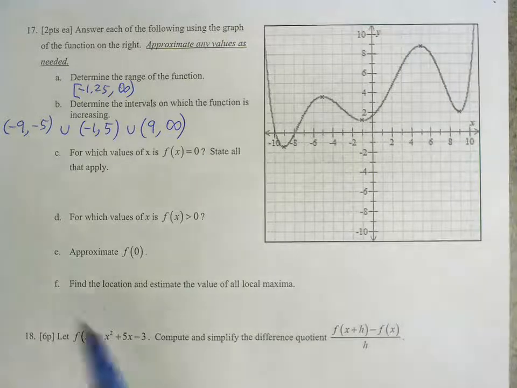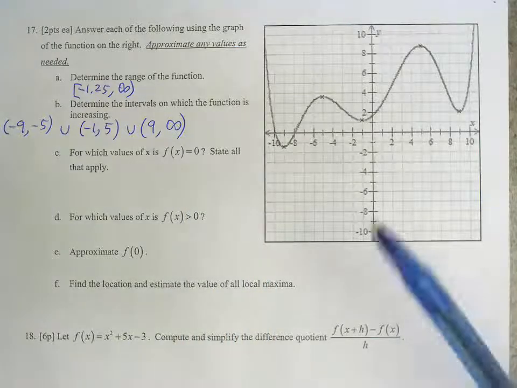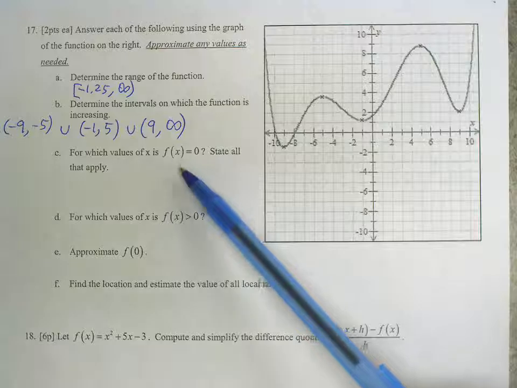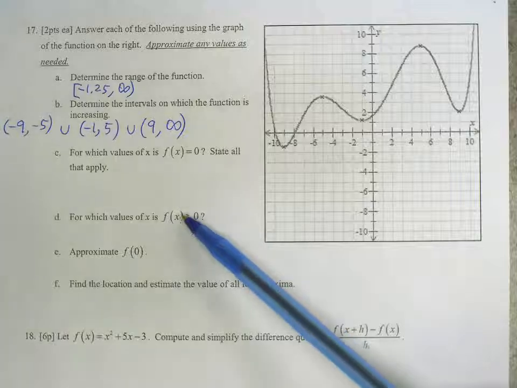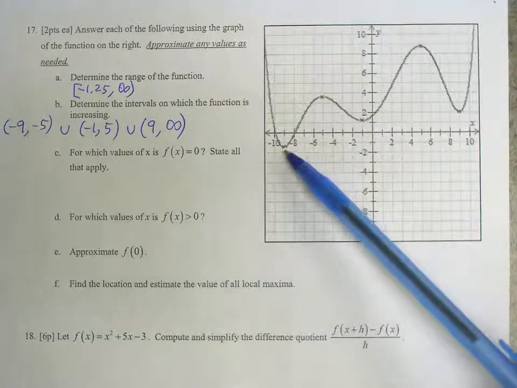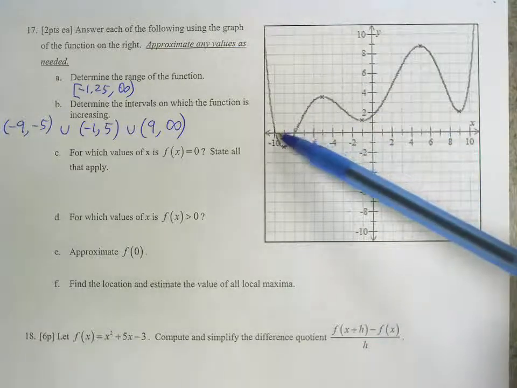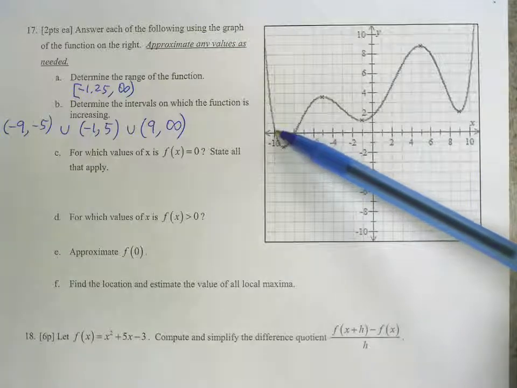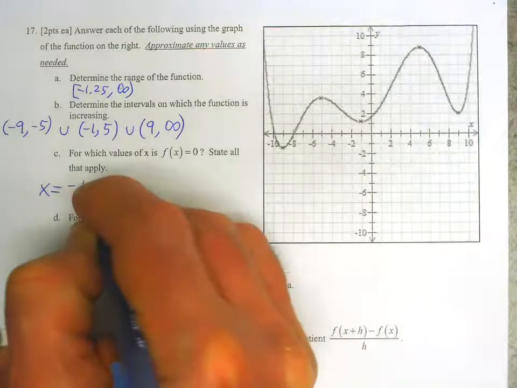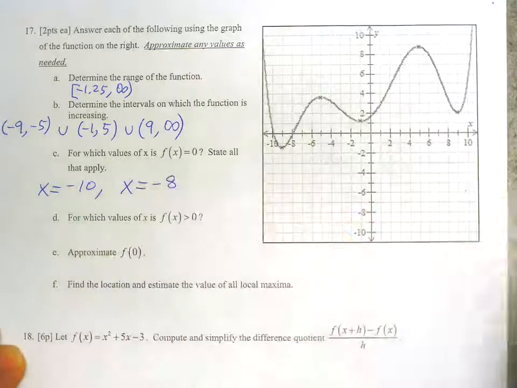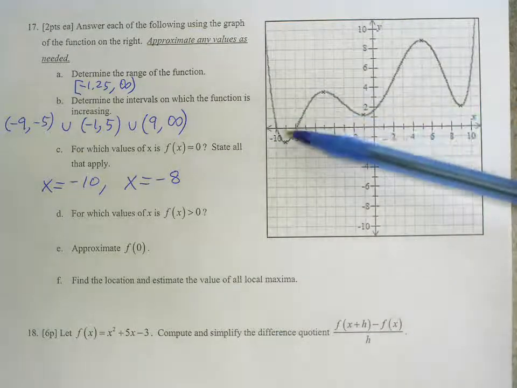Part C, for which values of x is f of x equal to 0? This is like asking, what are the x-coordinates of the x-intercepts? So wherever the graph is crossing the x-axis. This one looks pretty close to x equals negative 10. I'm just going to say negative 10, and this one is negative 8. So x equals negative 10 and x equals negative 8 are the two x values where the graph crosses the x-axis.